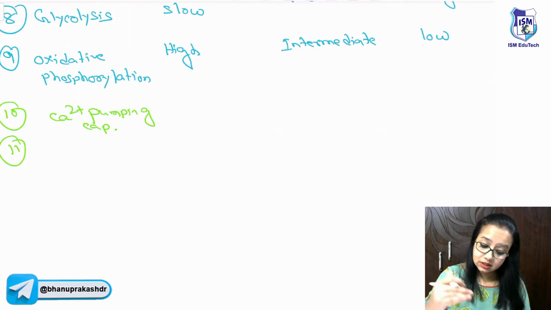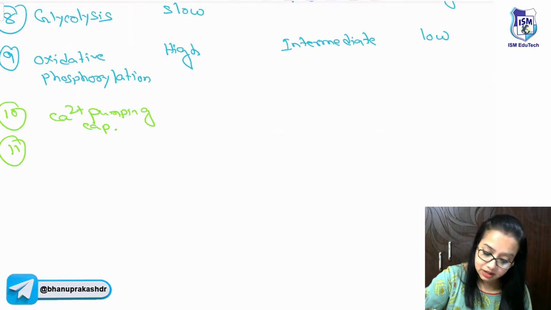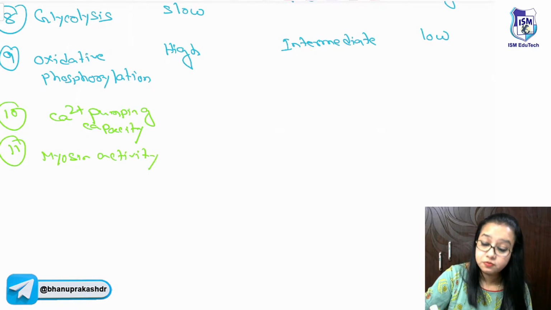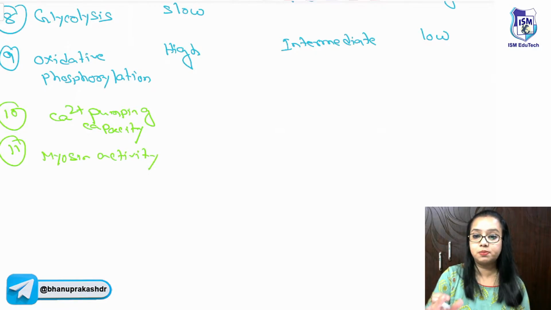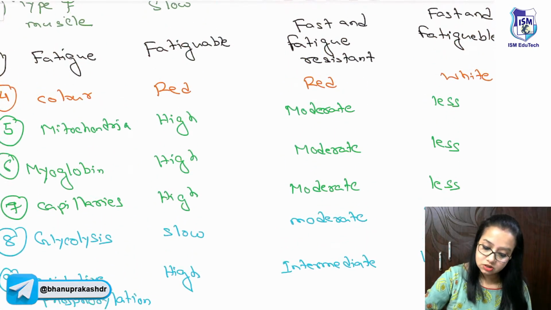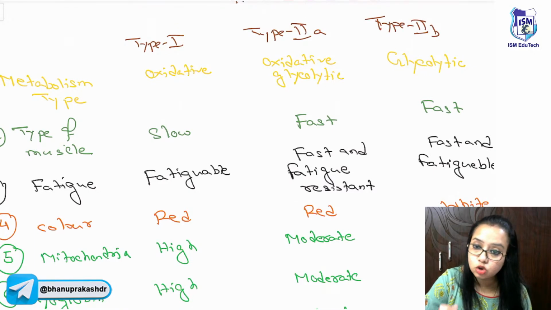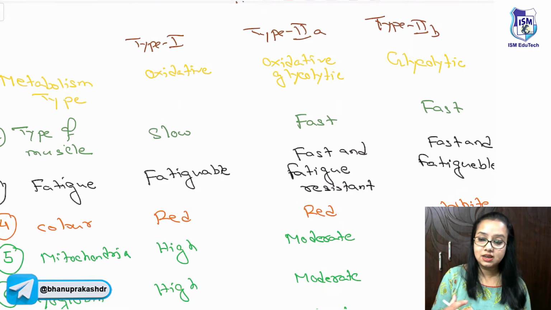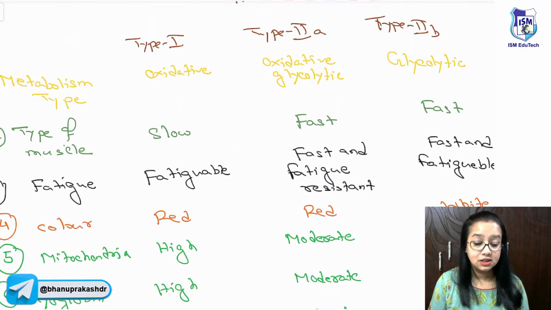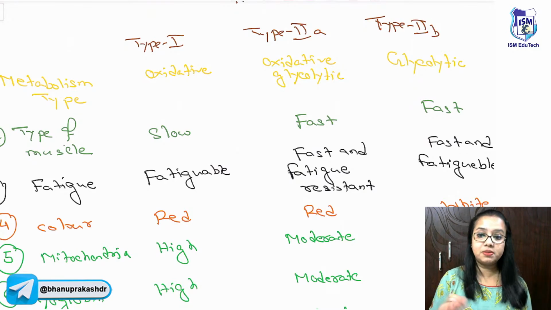So calcium pumping capacity and myosin activity is very much important for the process of contraction and relaxation. So we know that this type 1 muscle fiber, that is slow type, means the twitch is happening. Twitch means one contraction, one relaxation.